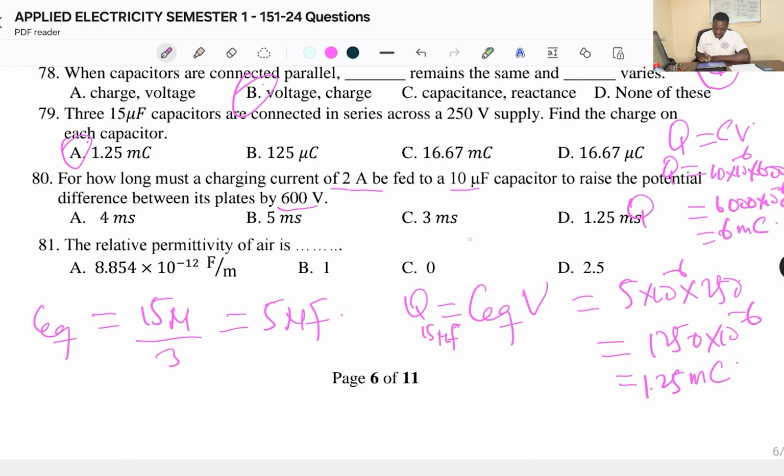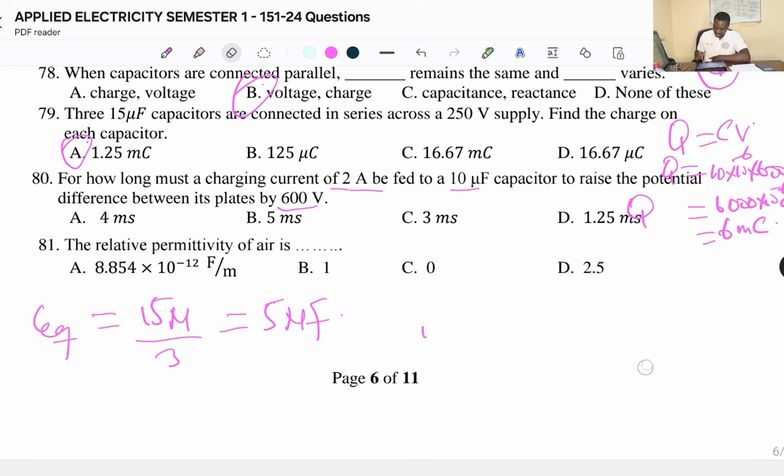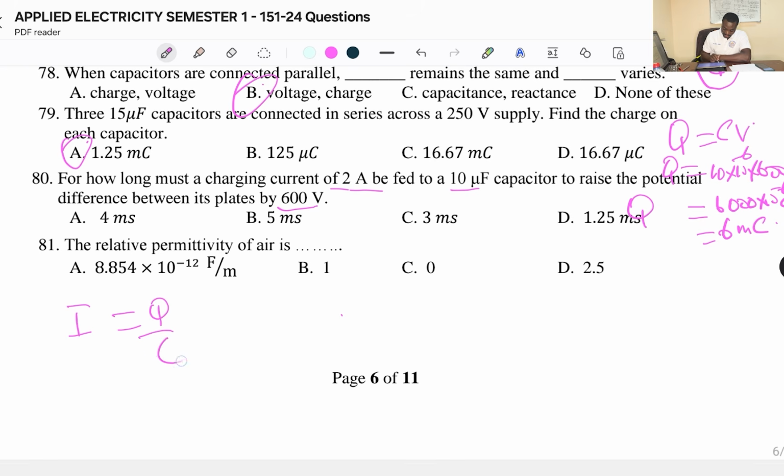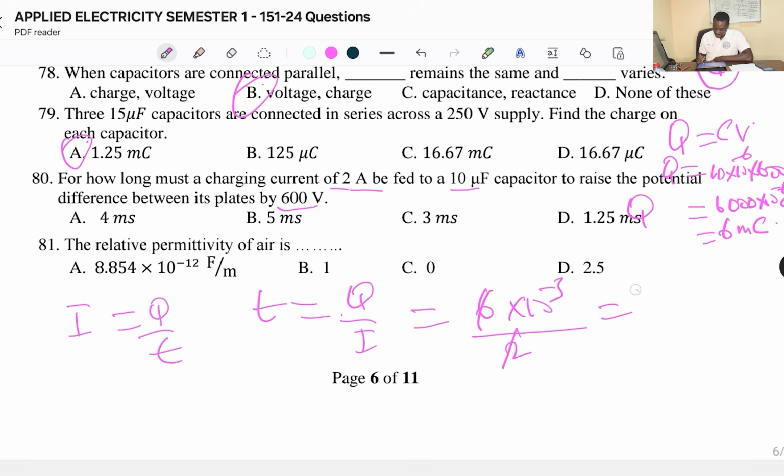Now, we are interested in the time. We are given the value for current, which is 2 amps. Current is equal to charge over time in the flow of charges. I'm interested in time, so we make time the subject. That will be equal to charge over current. So the charge is 6 times 10 to the power minus 3 over the current, which is 2. So we just get 3 milliseconds. So the answer here is C, 3 milliseconds.